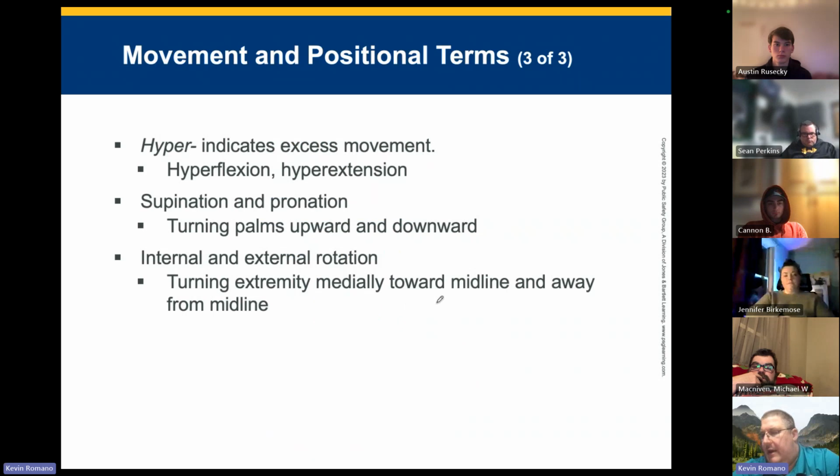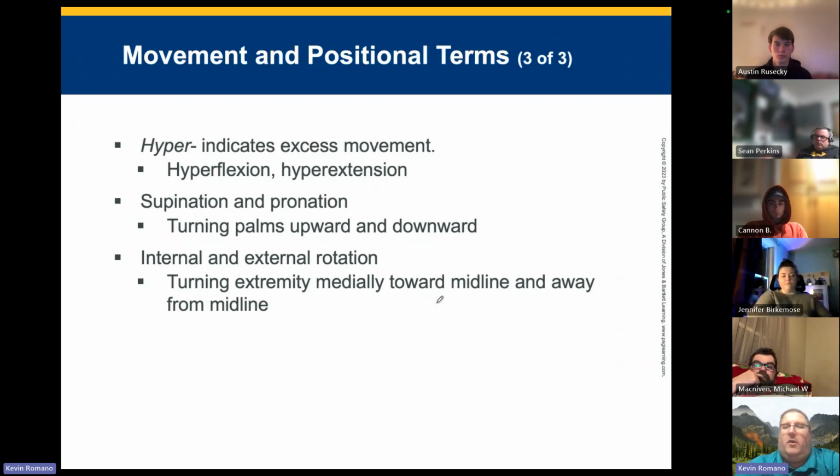So hyper indicates excessive movement. So hyperflexion or hyperextension, right? So that can happen to like the knee, it can happen to the elbow, it can happen to the neck, any different part of that. So hyperflexion or flexion of a body part is beyond its normal range of motion, right? We hyperflex it. Hyperextension refers to extension of a body part beyond its normal range of motion going out. And this can definitely tear ligaments and tendons, right?